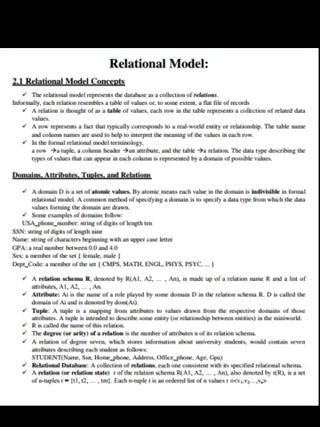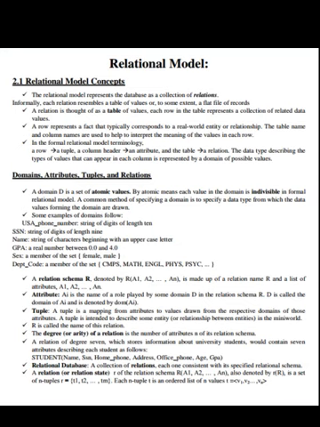The table name and the column names are used to help interpret the meaning of the values in each row. In the formal relational model terminology, a row is a tuple, a column header is an attribute, and the table is a relation. The data type describing the types of values that can appear in each column is represented by a domain of possible values. Now let us see domains, attributes, tuples and relations.